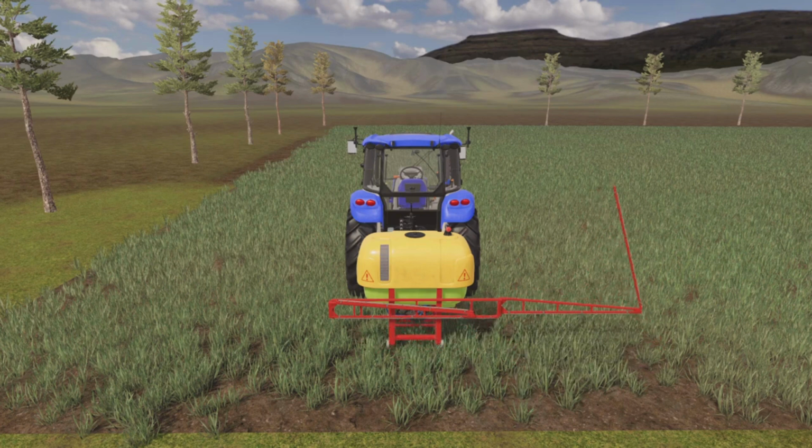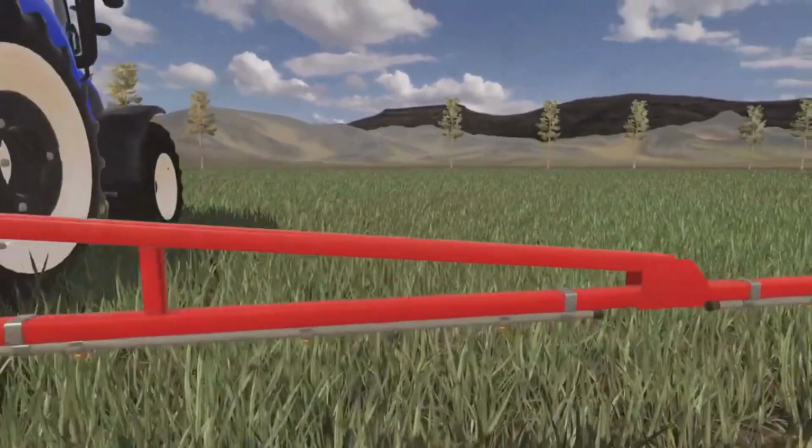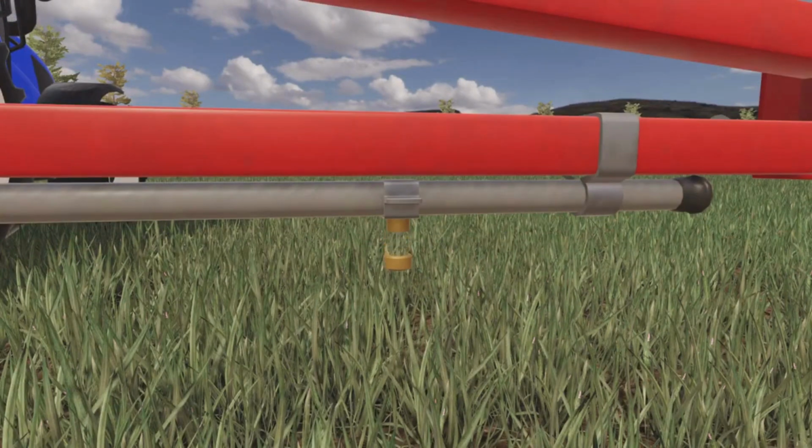Check the wind speed and direction. Spraying should not be done in excessively windy conditions. Move the tractor at an appropriate speed. This speed can vary between 5–15 km per hour, depending on your field and the amount of spraying required.